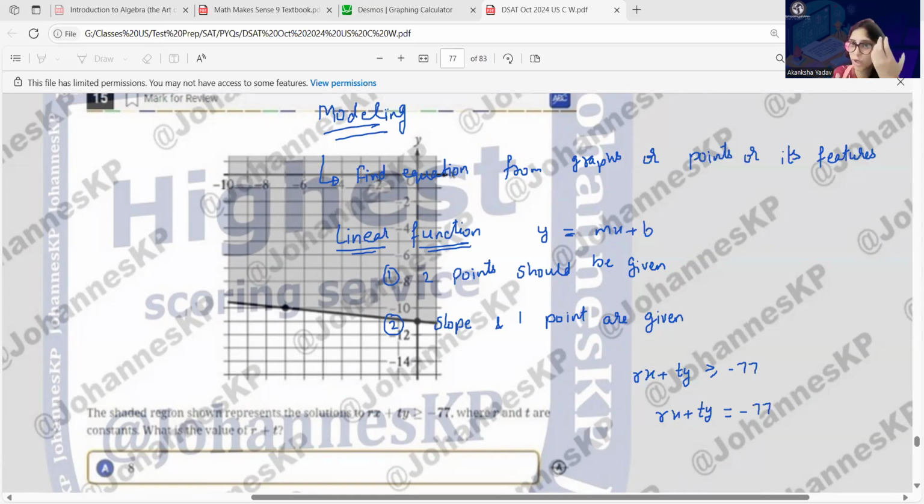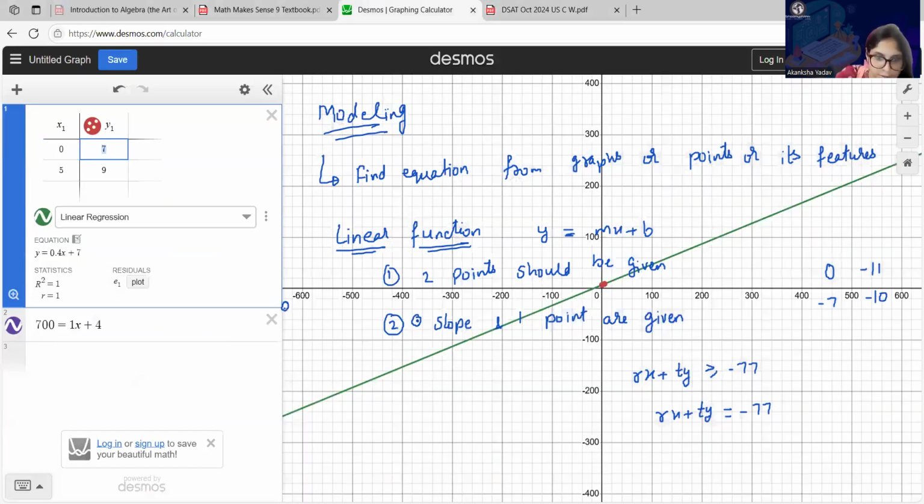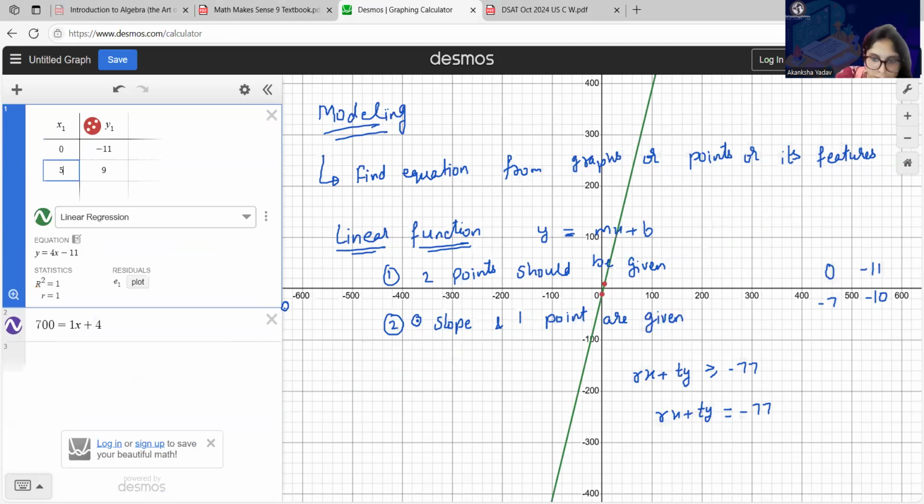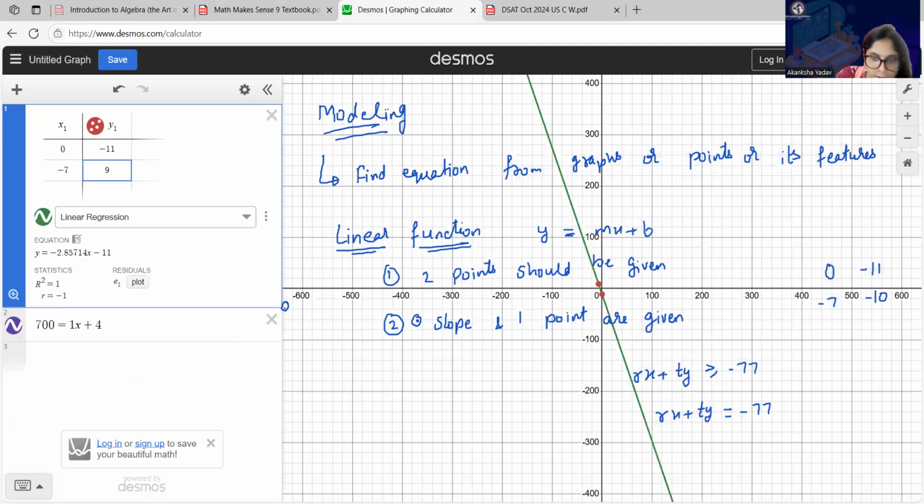And they will give you some word problem where points will be given. They will directly give you the table or they will give you a graph. So from the graph, you have to identify 2 points. Because it's a linear function, we need 2 points. So over here, this is one of the points, and this point is how much? It's 0, comma negative 11. And this is another point. This point is negative 7, comma negative 10. So let me write the points 0, comma negative 11 and negative 7, comma negative 10.